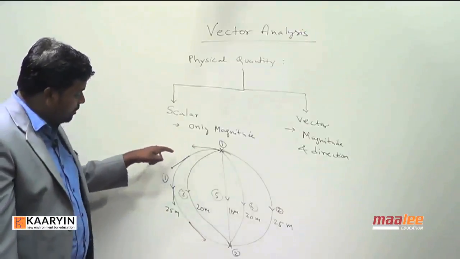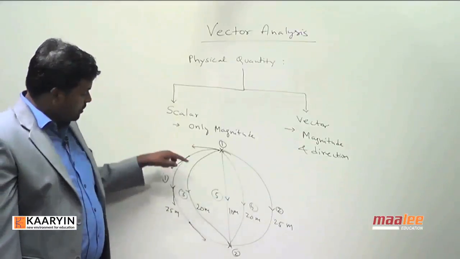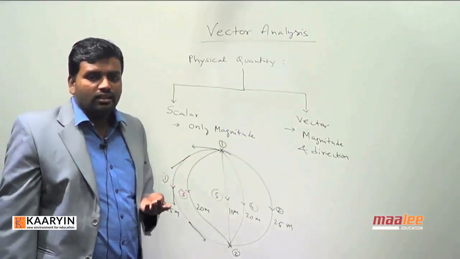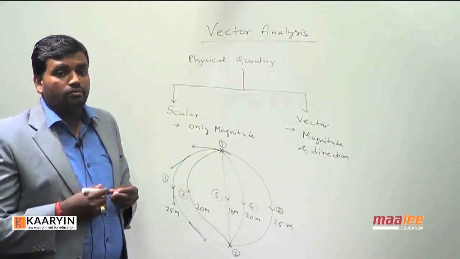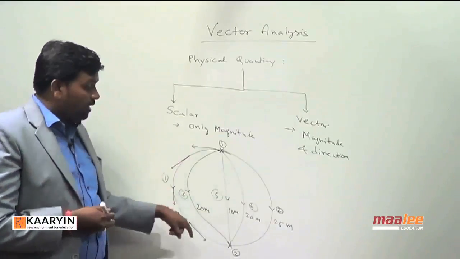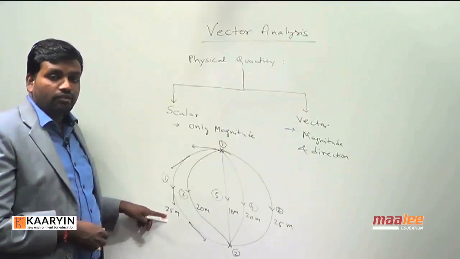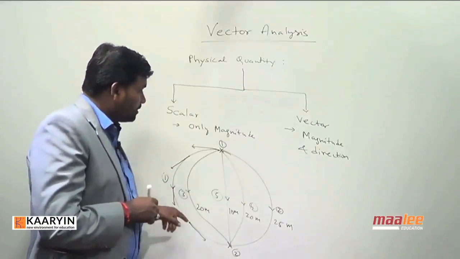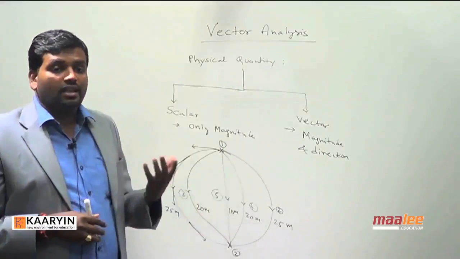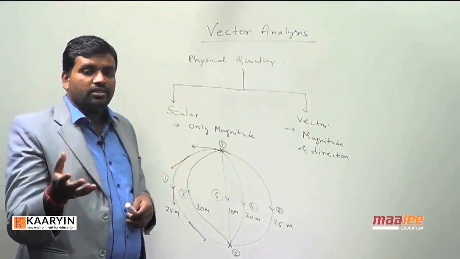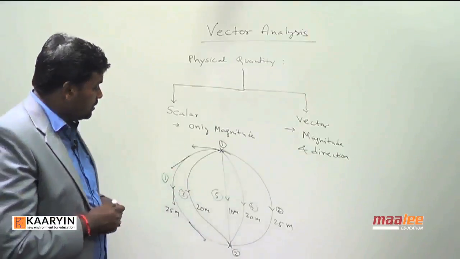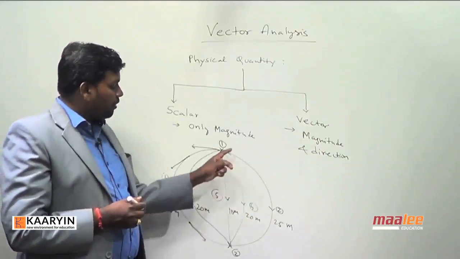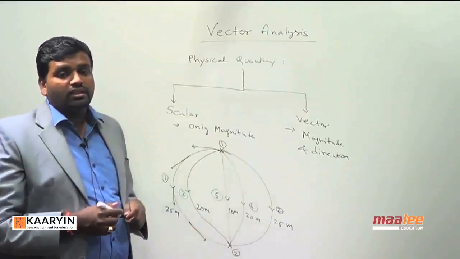Means continuously your direction is changing. See here, this arrow, that arrow, that arrow and that arrow. So, continuously your direction is changing. So, if your direction is continuously changing, we say for this first path the magnitude is defined, that is 25, but the direction is not defined. So, this path represents which quantity? It is a scalar quantity. Why? Because only magnitude is defined, direction is not defined. Okay. Similarly, if you go for path number 2, 3, 4, you will observe that magnitude is defined, but direction is not defined.